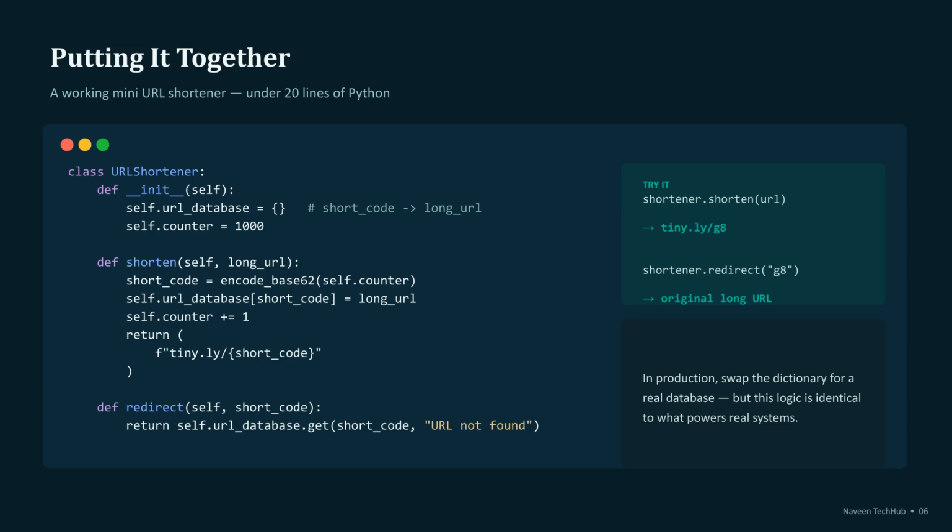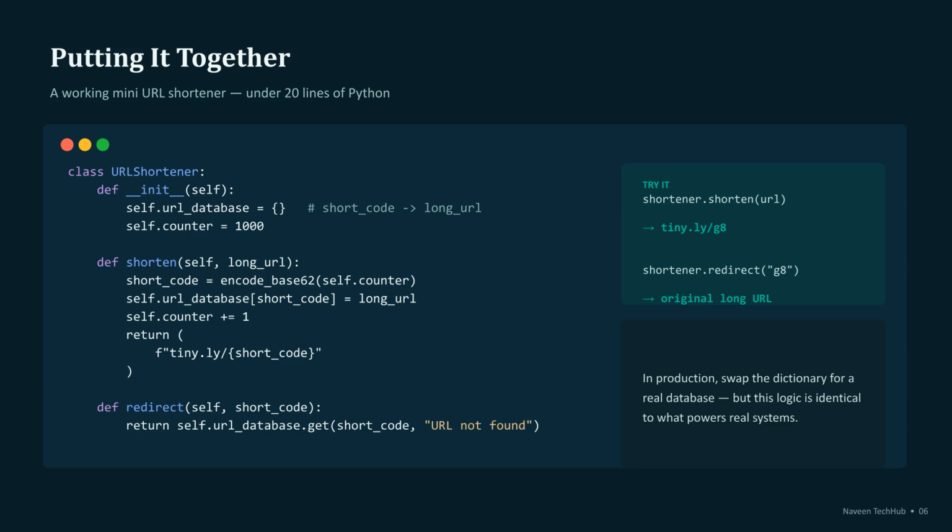We create a class called URLShortener. Inside the constructor, we define 2 things. First, the URL database. This is a dictionary where the key is the shortcode and the value is the original long URL. For example, G8 maps to https://example.com/some-long-URL. Second, we define a counter. In this example, the counter starts from 1000.